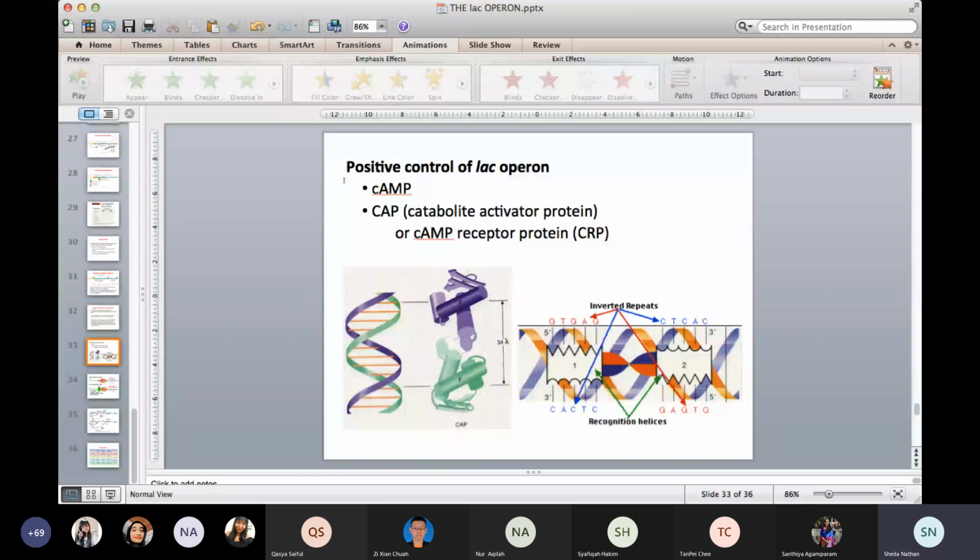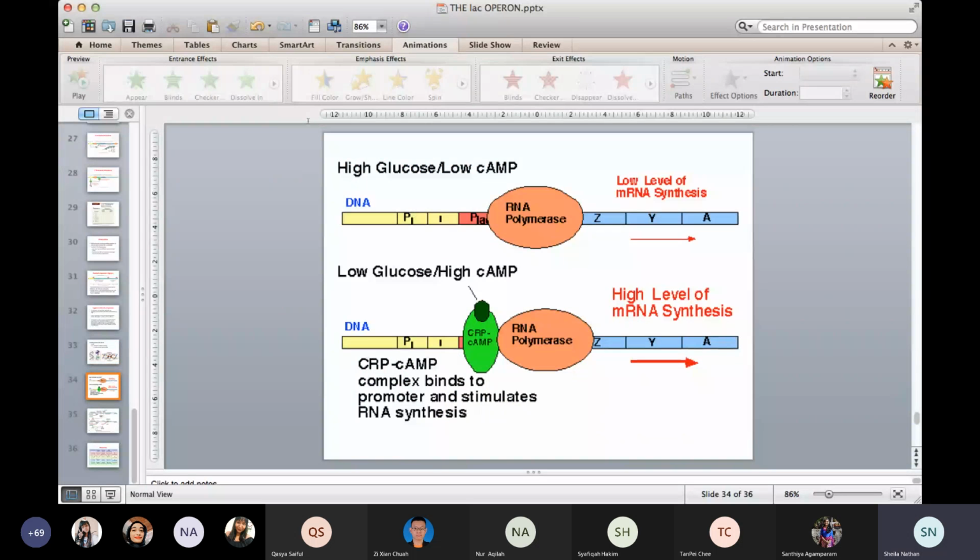Catabolite repression requires both of these proteins. One is cAMP, I'm sure you know what it is, cyclic AMP. The other one is CAP, short form for catabolite activator protein. It also has another name depending on which textbook or reference you're referring to. It can be called cAMP receptor protein.